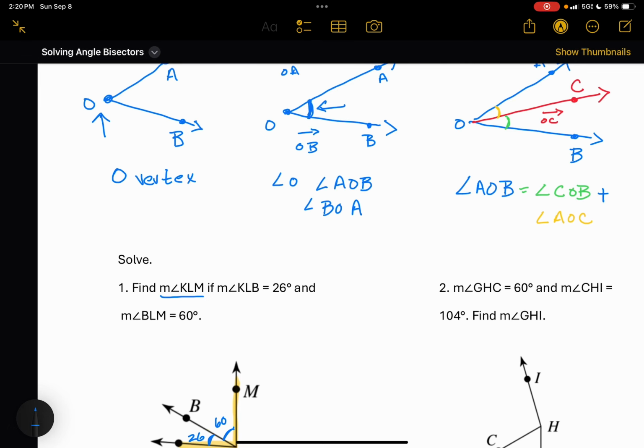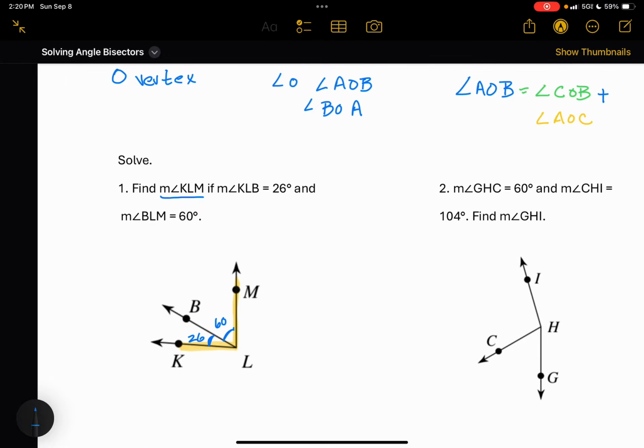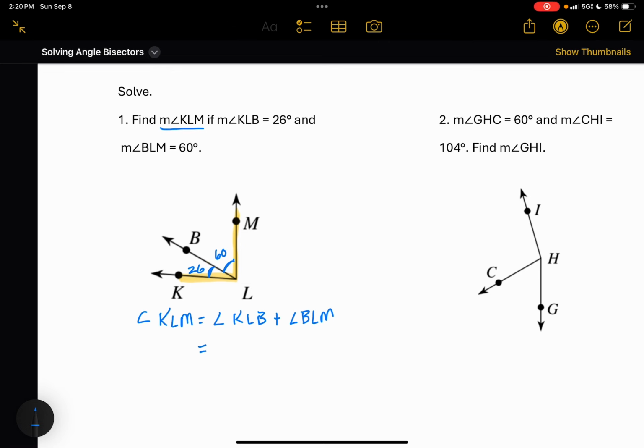Well, up here we said when we add the two angles together, they give us that big one. Well, these two angles are the two sides of the bisector, right? They're the two parts that make up the whole. So angle KLM is going to be equal to angle KLB plus measured angle BLM. I'm looking for the whole, but I know KLB is 26. I know that BLM is 60. And so if we add those together, that would be 86 degrees for the angle?